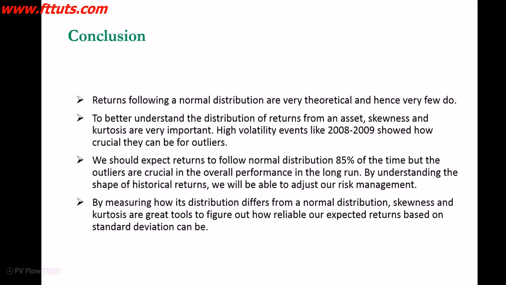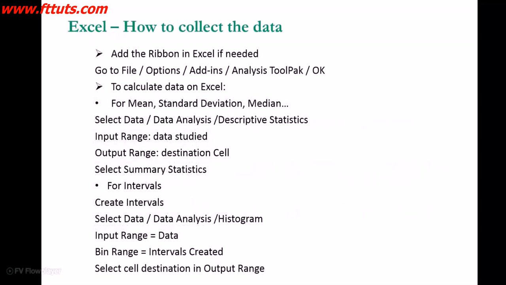We should expect returns to follow normal distribution 85% of the time, but the outliers will be crucial in the overall performance in the long run. By understanding the shape of historical returns, we will be able to adjust our risk management. So in a sense, we need to be ready for the worst case situation, or the situation that happens 5 to 15% of the time, and it's going to move big time. By measuring how its distribution differs from a normal distribution, skewness and kurtosis are great tools to figure out how reliable our expected returns are based on standard deviation and how they could be.